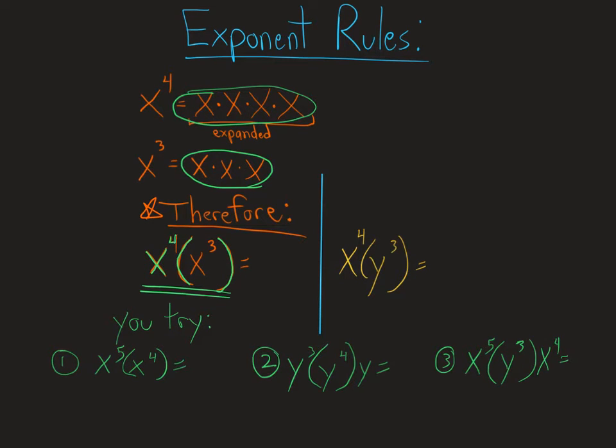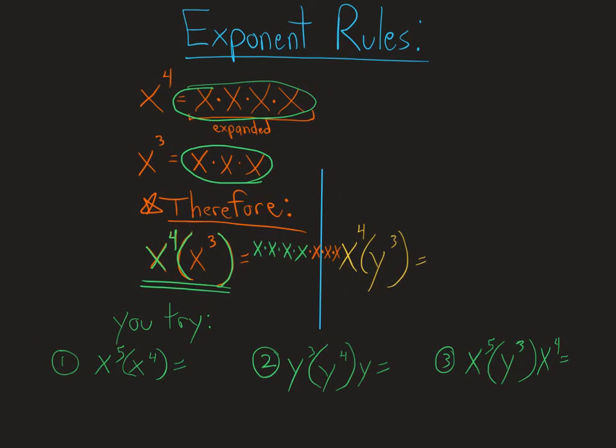if I rewrite this first one in green, x to the 4th is saying that, times the x to the 3rd is saying that. Let's move this guy over. Oh no, of course. Stupid thing. We'll get to that in a minute.